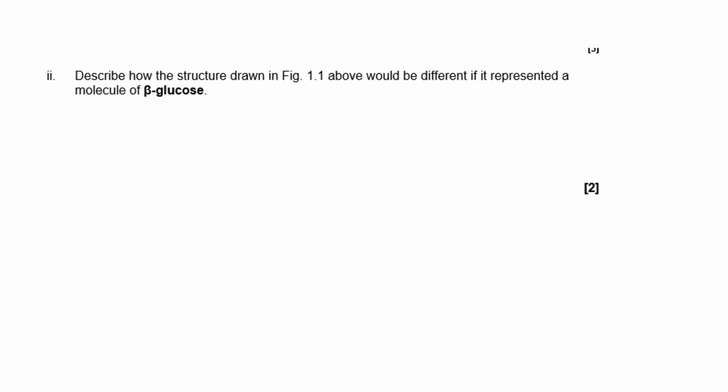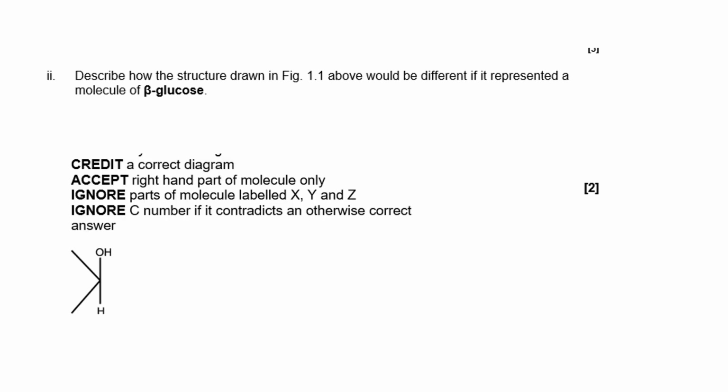Describe how the structure from the molecule of beta glucose would be different if it represented a beta glucose. So if an alpha glucose was changed into a beta, how would it be different? You should point out that it is carbon 1 where the hydrogen and the OH are reversed. So a simple diagram would have been sufficient to gain the 2 marks.